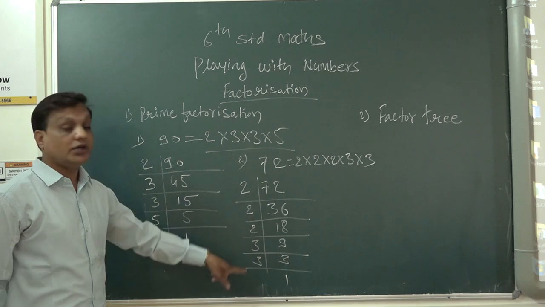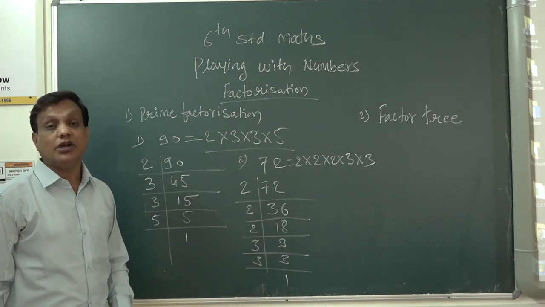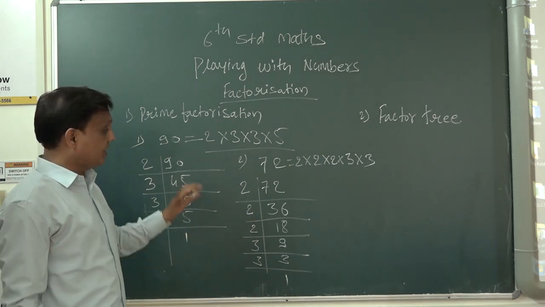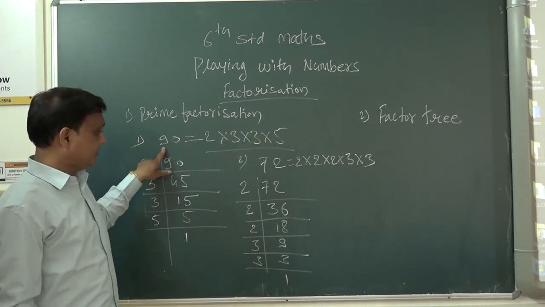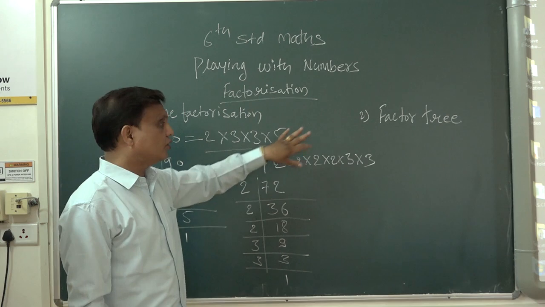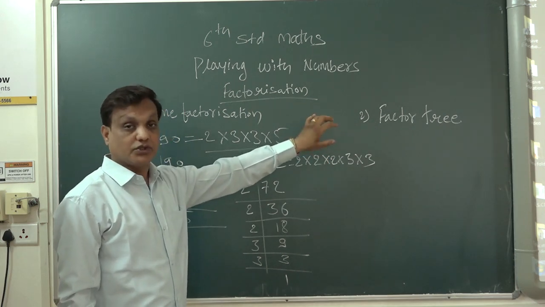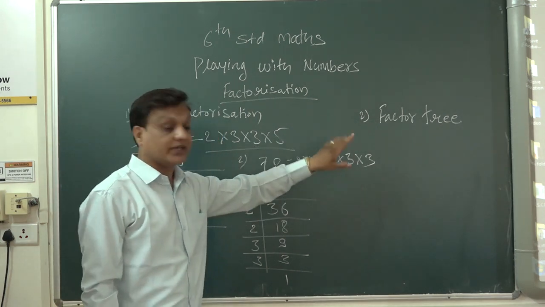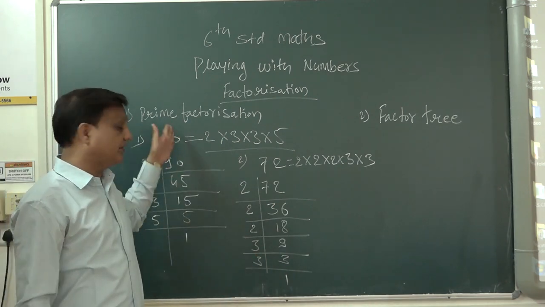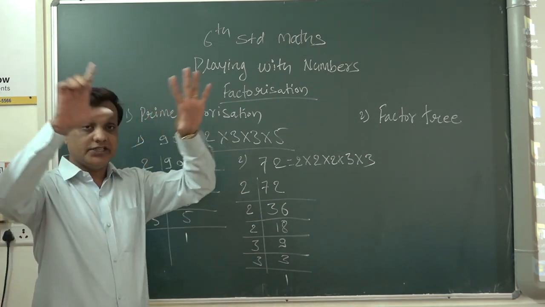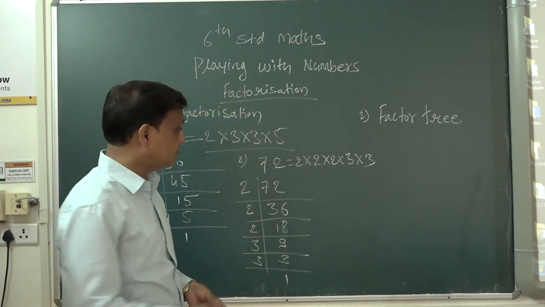So this is called factorization. Now the same number we are taking for the factor tree. We are taking 90 and 72 to find the factors. There also you will get these factors only, but the method is different. This we arranged in the division method. Now there we have to arrange in a tree way.